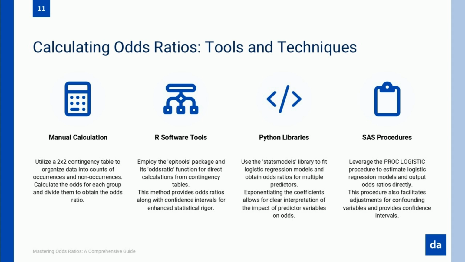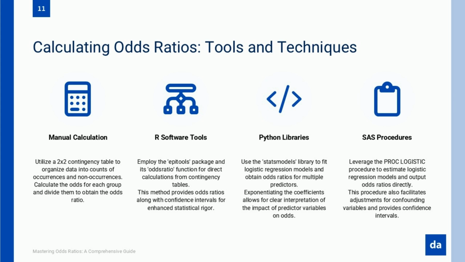Manual calculation of odds ratios using a 2x2 contingency table remains a fundamental skill for any data scientist. This method involves organizing data into counts of occurrences and non-occurrences for each group being compared. By calculating the odds for each group and then dividing them, we arrive at the odds ratio. While this approach is straightforward, it becomes time-consuming and error-prone when dealing with large datasets or multiple variables. Enter the world of statistical software, where efficiency meets precision.